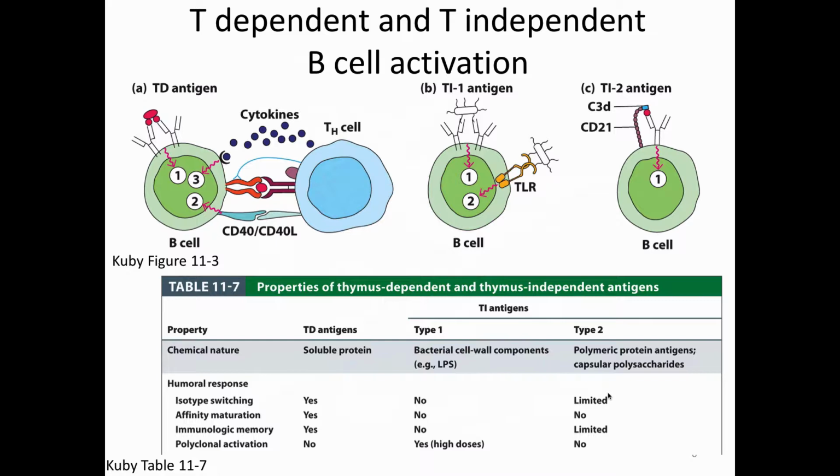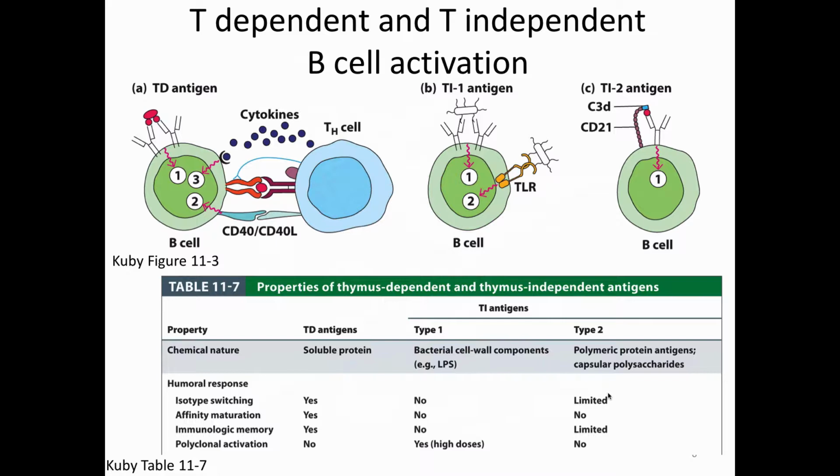Only if our B cell is turned on via an interaction with a T cell in a T-dependent response, which obviously depends on a T cell, will our B cell be turned on in such a way that it will be able to do class switch, that it will be able to do affinity maturation, and that it will be able to form a memory response. And so this sort of gives us the full activation of that B cell.